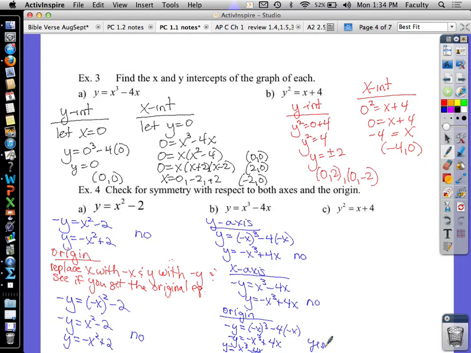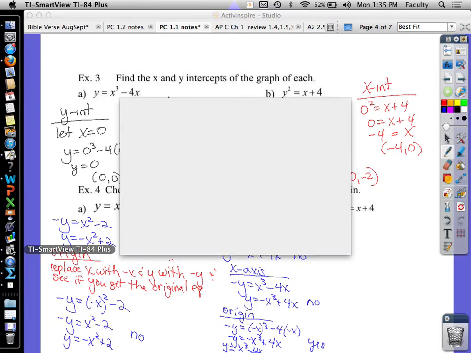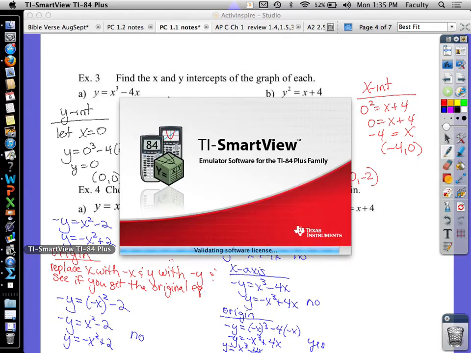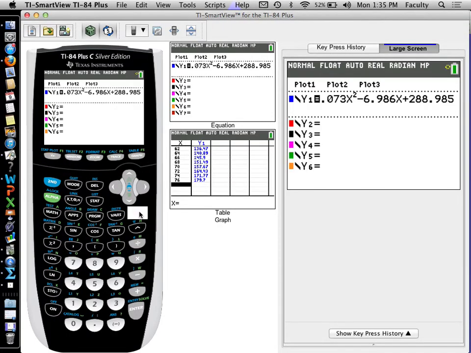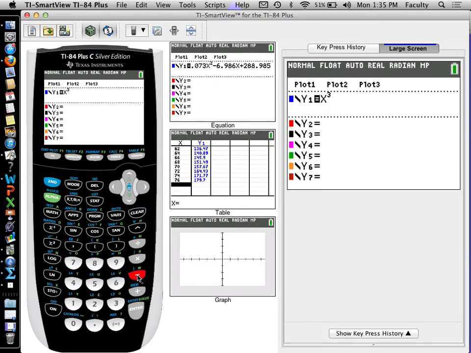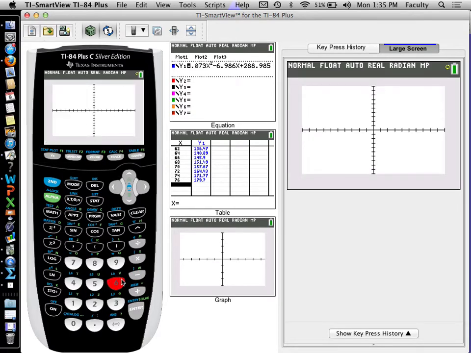So here's what I want you to do. I want you to take out your graphing calculators, and in your y1, I want you to put x cubed minus 4x. Okay, and I'm going to do zoom 6 because I can't remember what I was doing last.